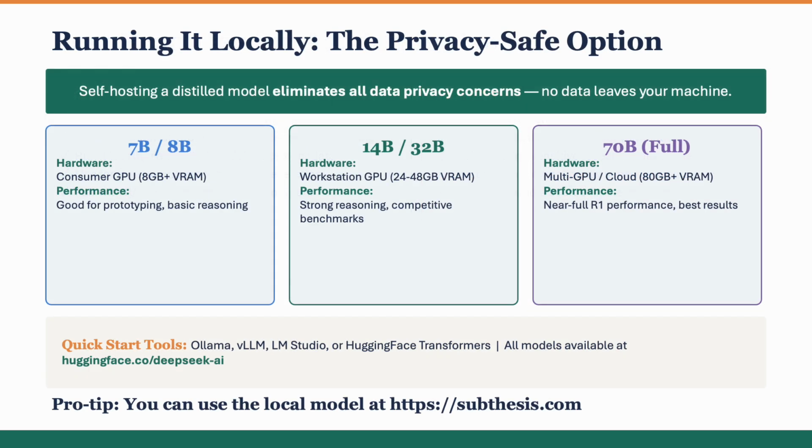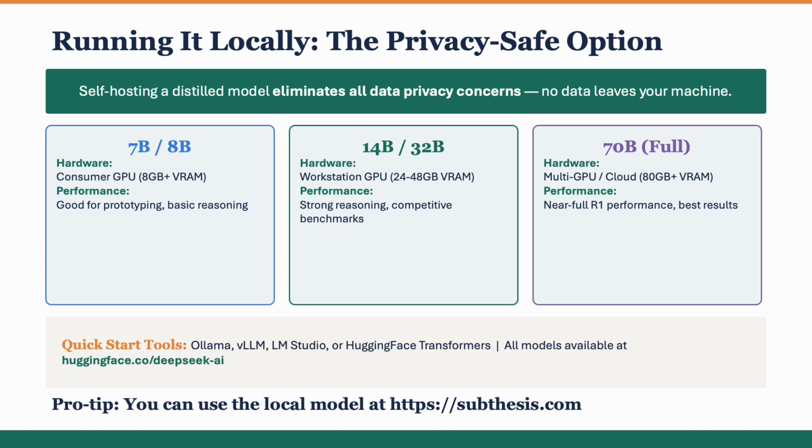For researchers who are serious about data privacy, running DeepSeek R1 locally is a game changer, and the open source nature of the model makes this possible. According to the DeepSeek R1 paper on arXiv, paper number 2501.12948, the team released distilled versions at 1.5 billion, 7 billion, 8 billion, 14 billion, 32 billion, and 70 billion parameters based on the Qwen 2.5 and Llama 3 model families.